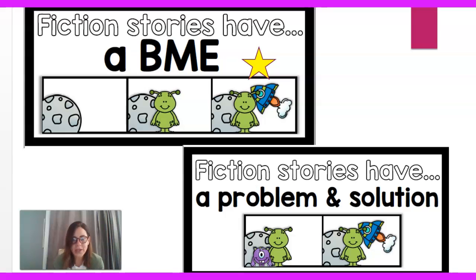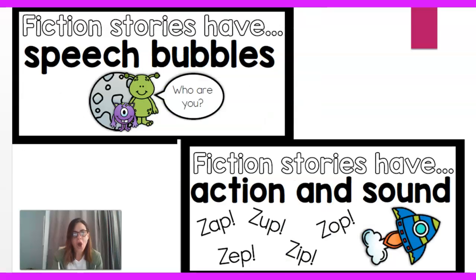So today I want to talk to you about some fun things that you could add to your fiction stories to make them really come alive for your reader. Something else that fiction stories have are speech bubbles, right? You've seen this a lot, and sound words. These are really easy to add to your stories, and they really help your reader make a movie in their mind and make your story come alive for them.